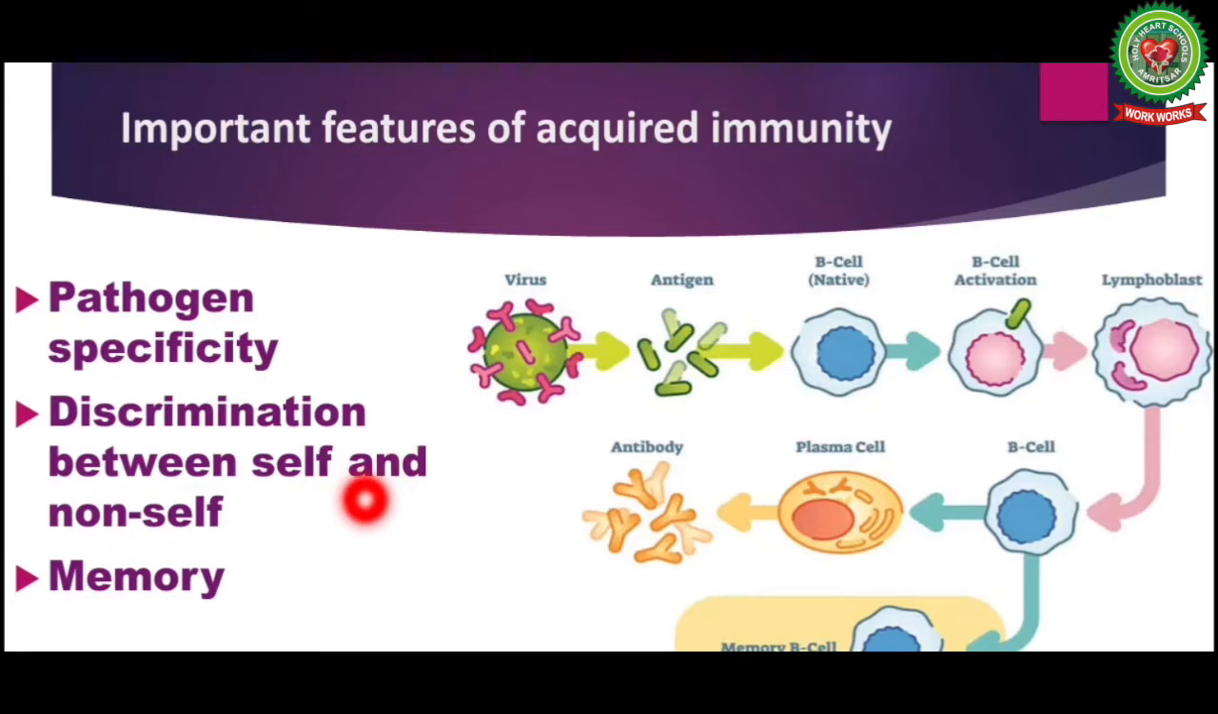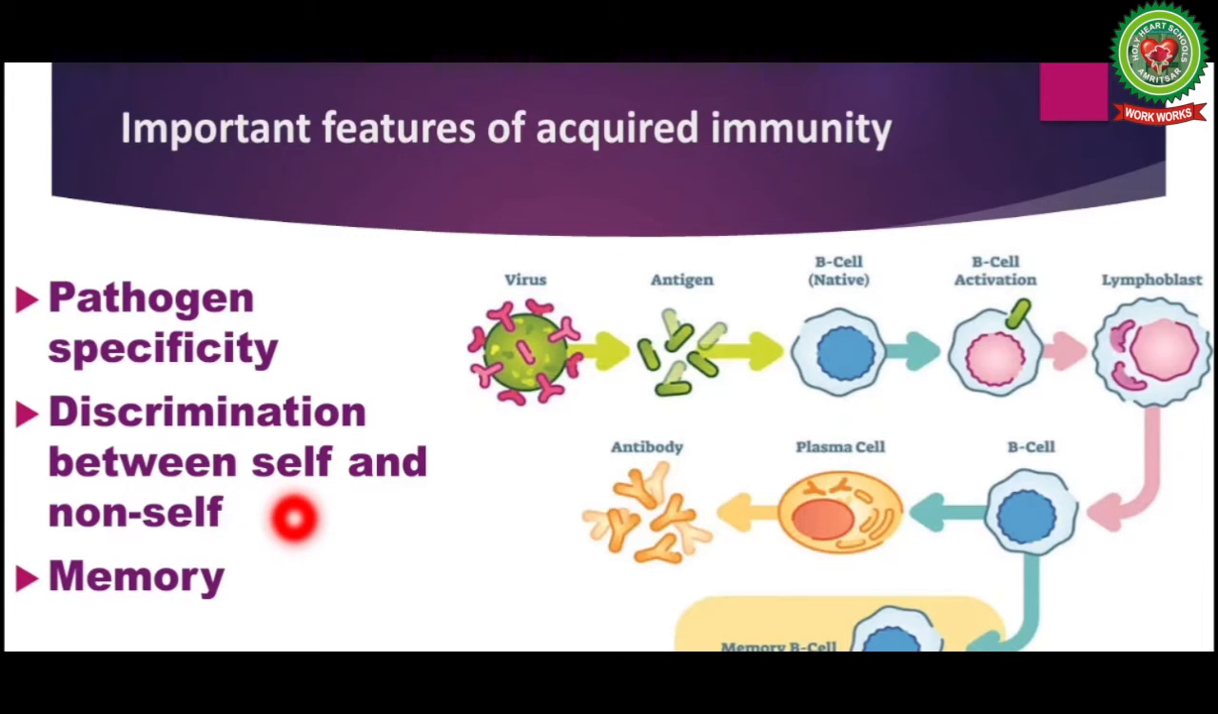Next is discrimination between self and non-self, means discrimination between the body cells and non-body cells. It refers to the ability of the immune system to recognize the molecules of one's own body, that is the self, from those of foreign or non-self molecules. This ability to distinguish self from non-self enables the immune system to battle foreign molecules and cells without harming the healthy body cells of its own.